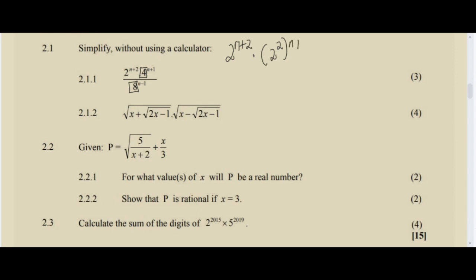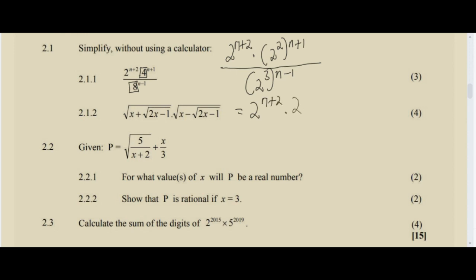Then outside here we have n plus 1. We are writing it like this because we want this 2 here to multiply out with this expression, right? Then the 8 can be written as 2 to the exponent of 3. Then we have n minus 1, right? Again, the 3 must multiply with this whole expression. Then let's do that. We have 2 to the exponent of n plus 2.